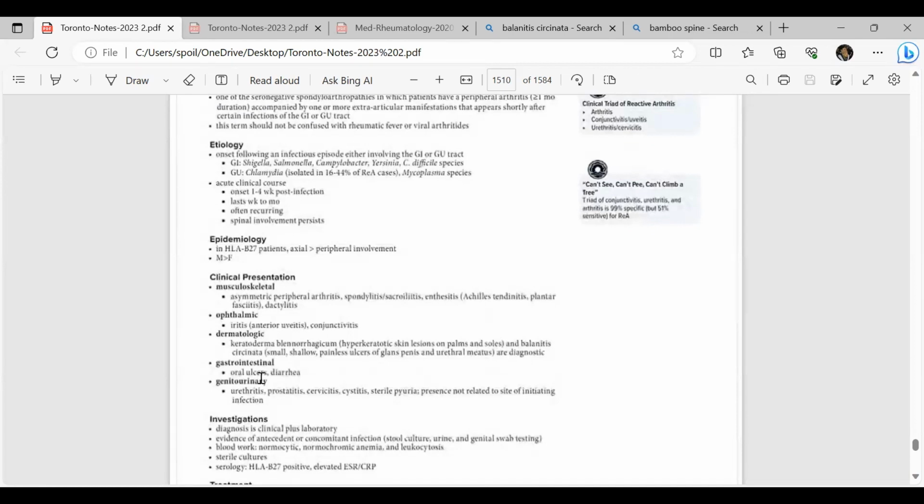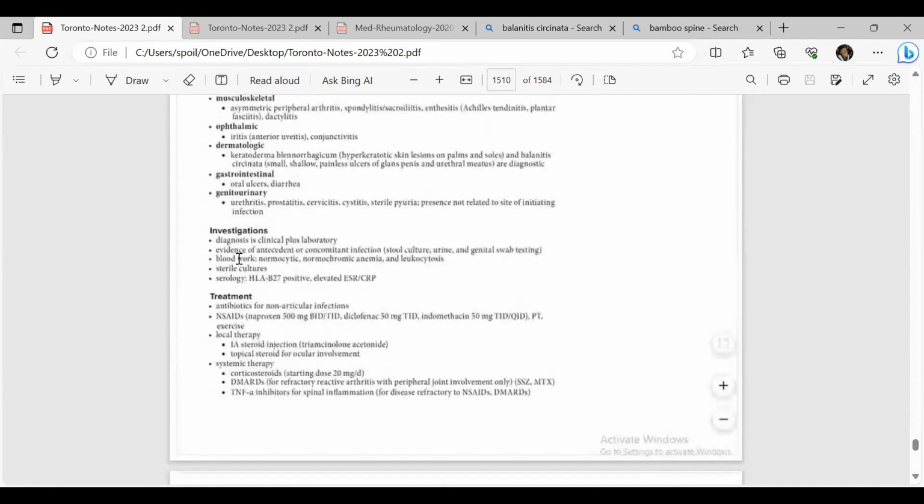Other features: colitis, gastrointestinal oral ulcer and diarrhea, genitourinary urethritis, prostatitis, cervicitis, cystitis, and pyuria. Investigation: diagnosis is clinical plus laboratory evidence of anterior or concurrent infection, including genital swab and stool culture. Blood work: normocytic normochromic anemia will be there, leukocytosis will be there, serial cultures, serology, HLA-B27 positive, and ESR and CRP will be raised.